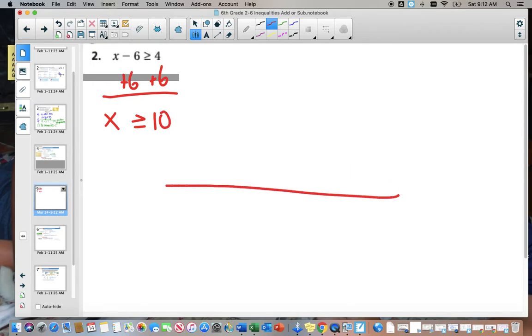Now because you have greater than or equal to, what we want to do is we want to put a closed circle on 10, and then again, where are all the values greater than that? That's right.